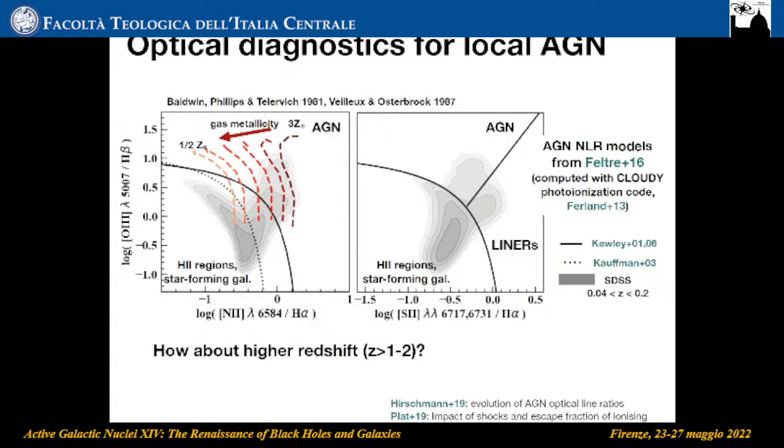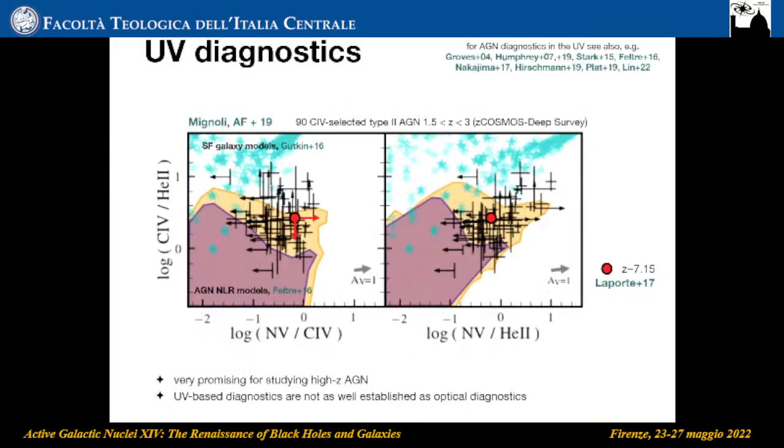And also, deep spectroscopic data at redshift above one or two are still not available. So until JWST provides us with this information, with the current spectrographs we are mainly probing the rest-frame UV emission of the galaxies.